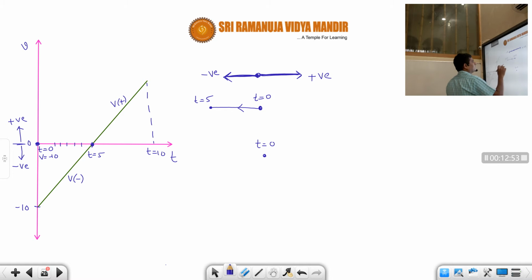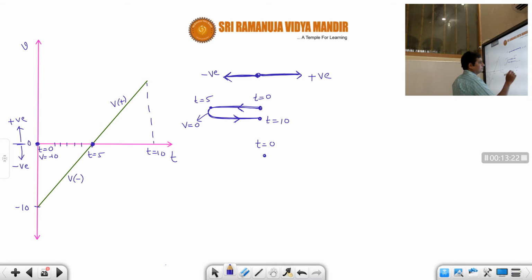And from t equal to 5 to 10, it is taking a U-turn, then only it can be positive. Correct or not? So again, at t equal to 10 seconds, it is towards positive. I hope, students, you understood. So this is the motion. Okay, so that means it is taking a U-turn. It has to take a U-turn. Then only the velocity can be negative and then become positive. So that means at this U-turn, its velocity must be 0. So that means at t equal to 5 seconds, it is 0.